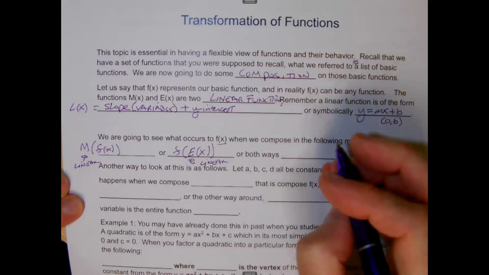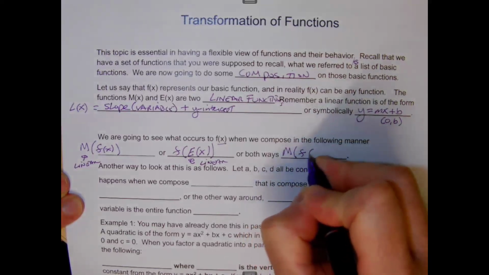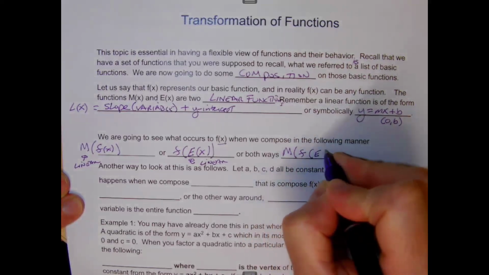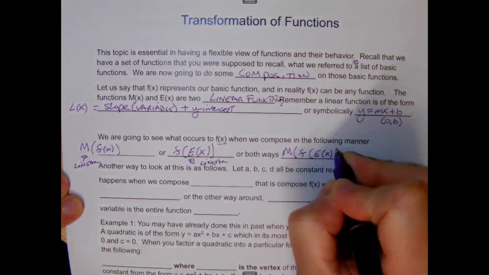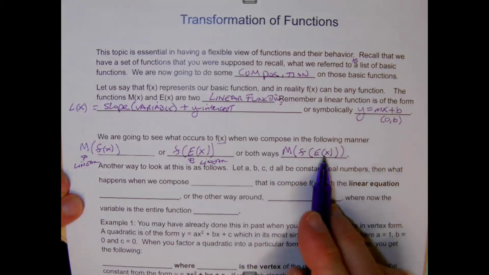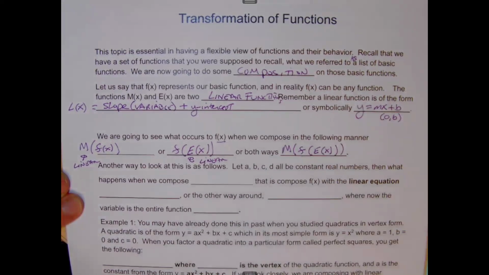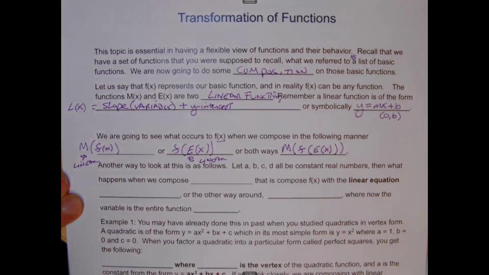Or we could do both. We can do this. It's m of f of e. So we're composing twice. Again, the linear function inside this general function, and then outside we have a linear function. So these are all, again, linear functions.